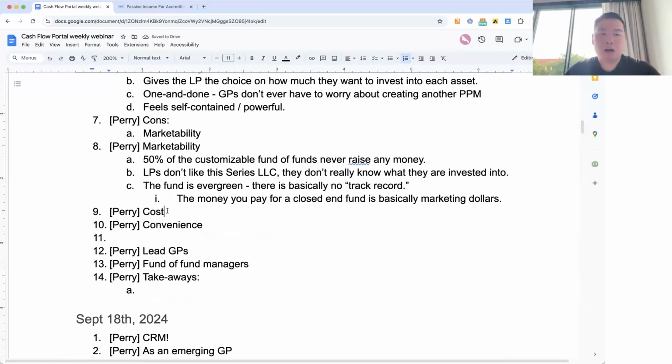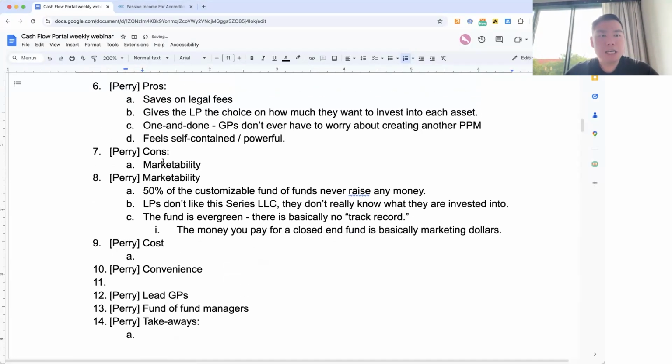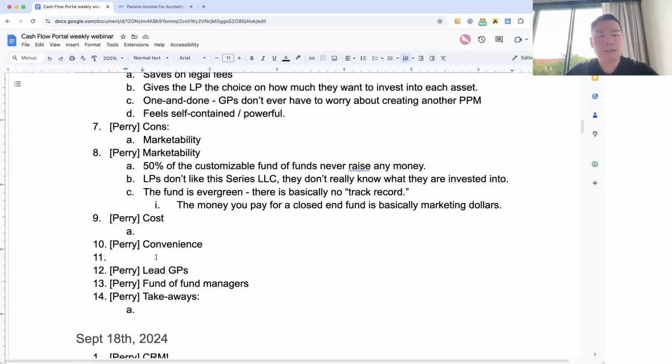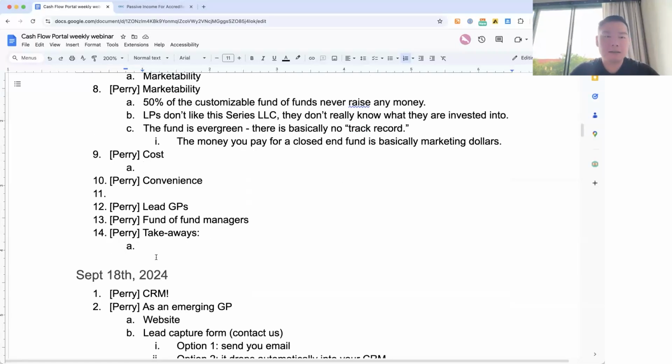Let's talk about costs. We think that cost is one of the biggest pros of customizable funds. You get to save on legal fees with this one Swiss Army knife PPM that can do all kinds of assets. And here is my thesis statement: whatever you save on PPMs and legal docs, you make up in accounting.